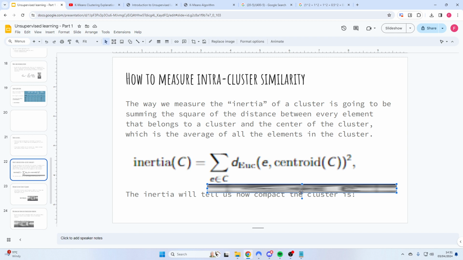And this inertia tells you how compact the cluster is. And you get it because of the squared. Because as it gets further out, it makes more of an impact. If that makes sense.